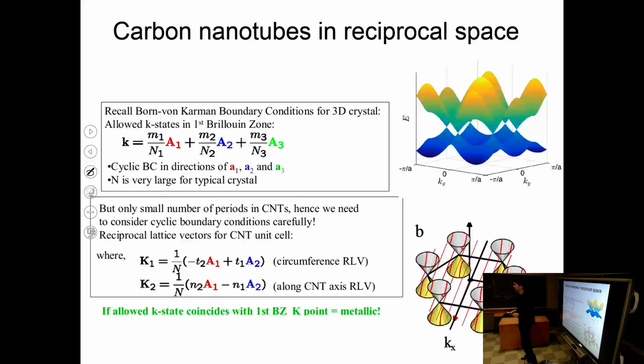Now, what are the consequences of this wrapping and periodicity for the band structure? The general approach we're going to have is we're going to say this is essentially graphene. This is a sheet of graphene just rolled up. And what does this rolling up give us? It gives us a periodic boundary condition on the K vector.